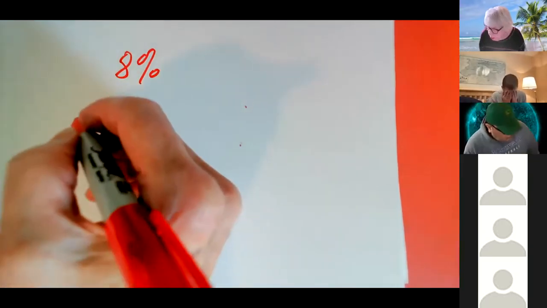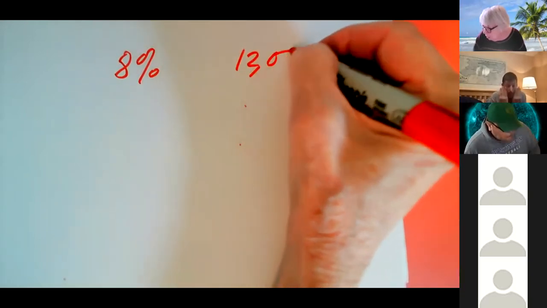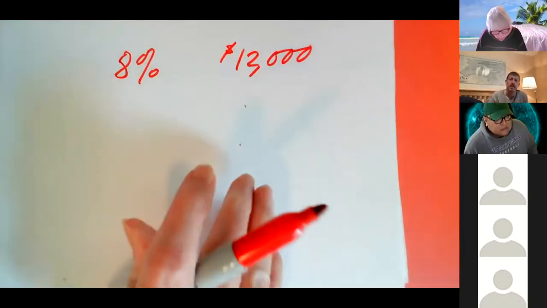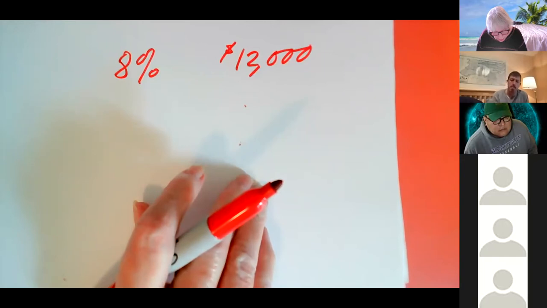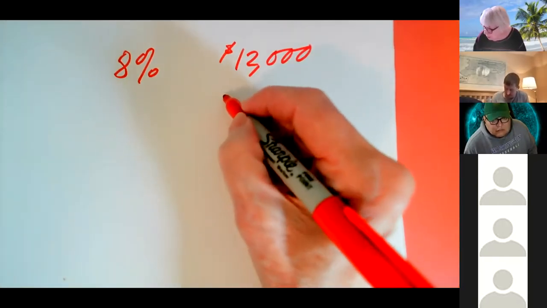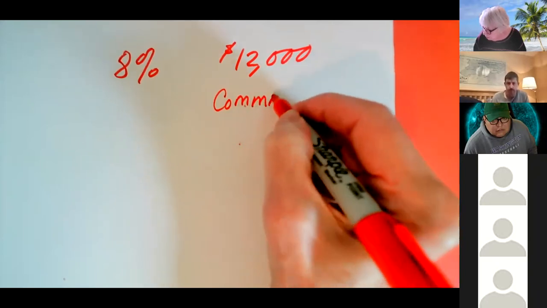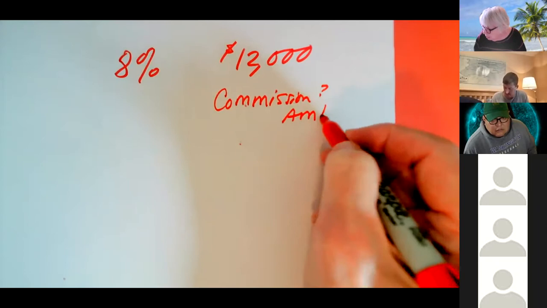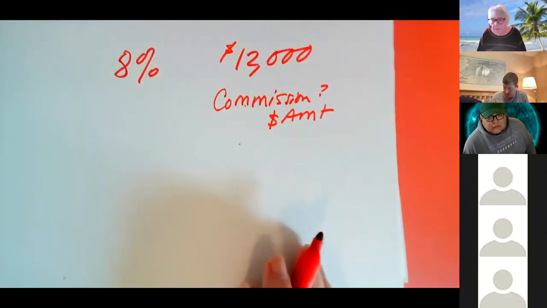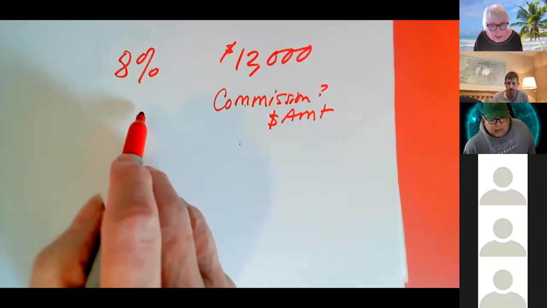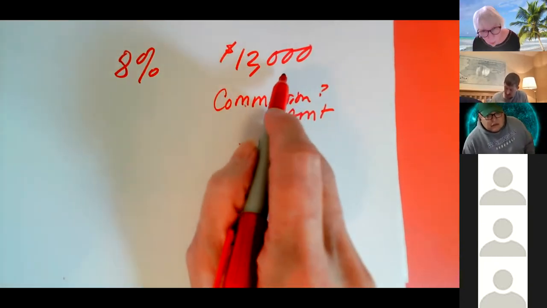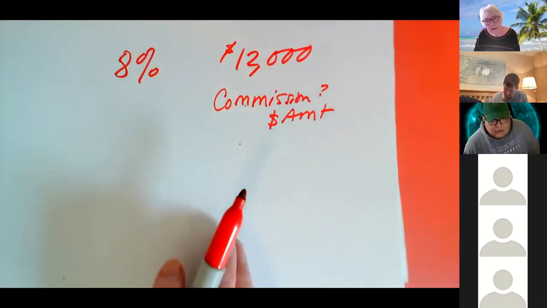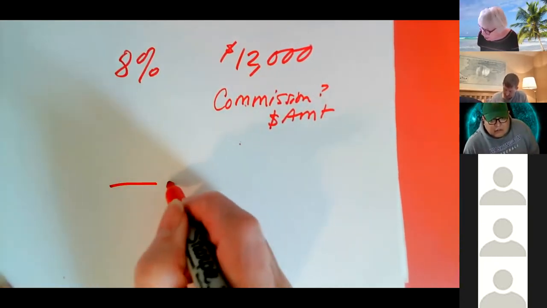The salesperson sells $12,000 of computers in one day. What's the commission? The commission is the dollar amount. So you could say it's 8%, but it's 8% of what? Right? So let's set this baby up.